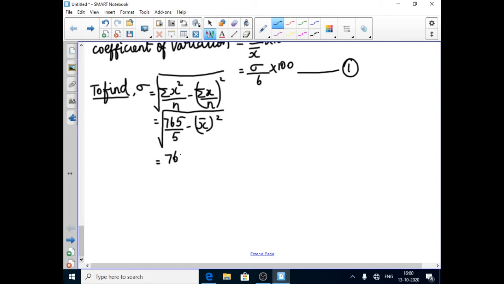So that is equal to 765 by 5 minus x bar. The x bar value is given as 6, so write it as 6 squared. That is equal to 765 by 5. Cancel in the 5 table: 153 minus 36. That is equal to square root of 117. This is the value for sigma.